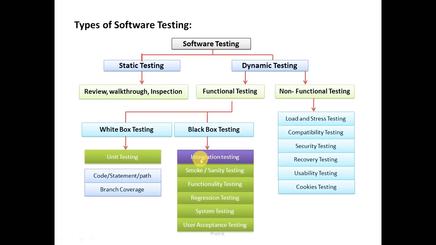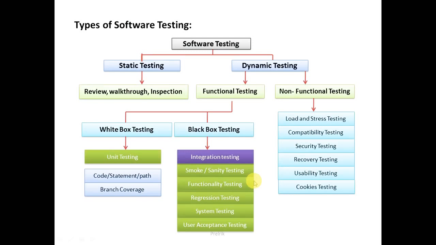It may come under white box as well. So that is why I have kept the background color of this block as purple. Okay, and the rest of the testing part is only part of black box testing, which is in greenish color. So what are the testing types that come under black box? It's smoke and sanity testing.